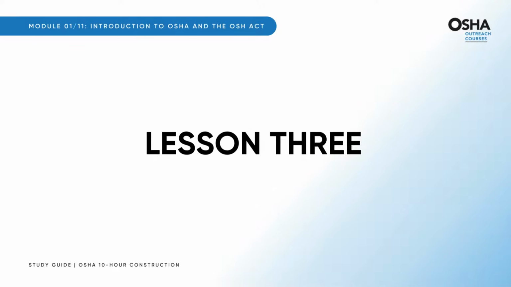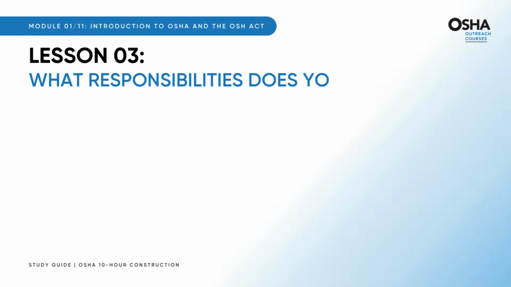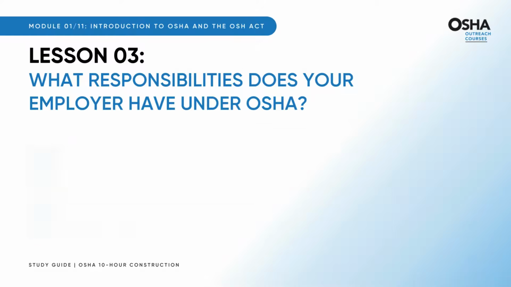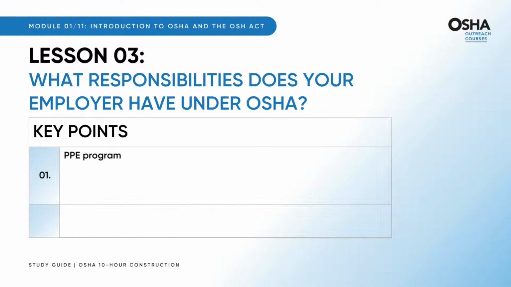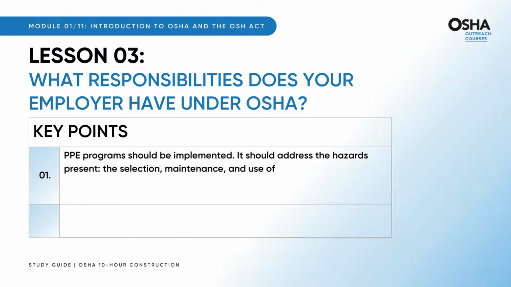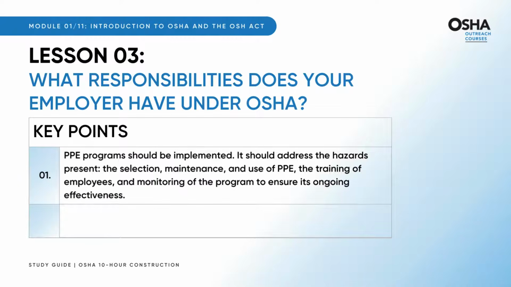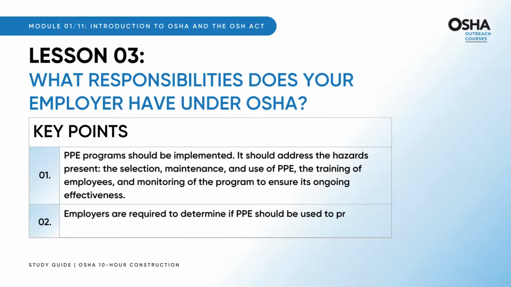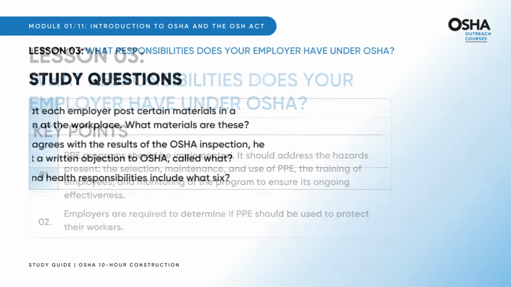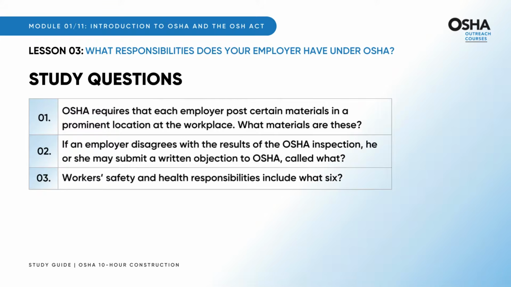The third lesson is about what responsibilities your employer has under OSHA. Key points are: PPE programs should be implemented. It should address the hazards present, the selection, maintenance, and use of PPE, the training of employees, and monitoring of the program to ensure its ongoing effectiveness. Employers are required to determine if PPE should be used to protect their workers. Let's have a look at the study questions.